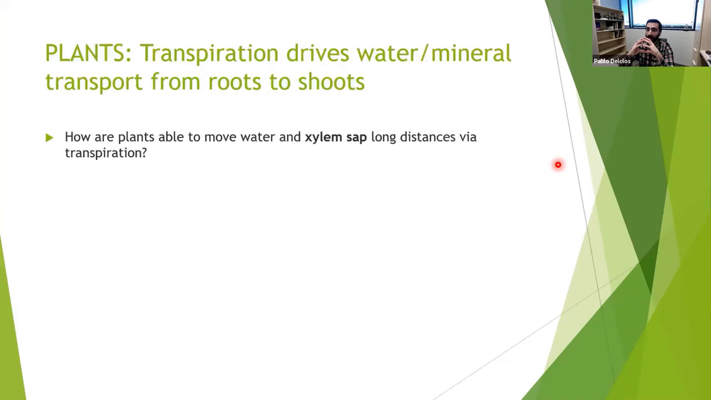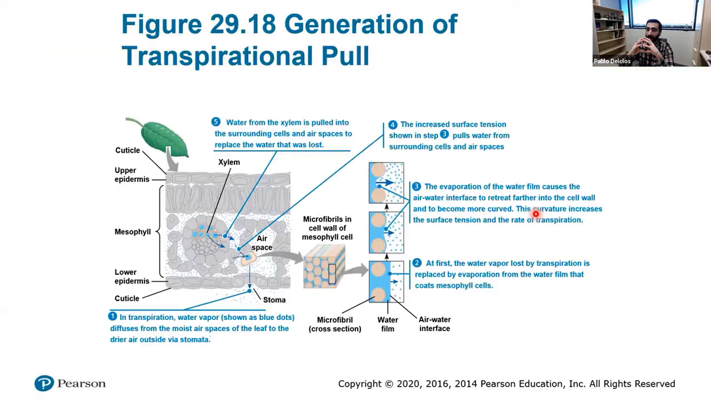With plants, it's all driven by transpiration, actually. The way plants move water and nutrients in the form of xylem sap long distances throughout the plant is through transpiration. And specifically, it relies a lot on the cohesion-tension hypothesis. According to the cohesion-tension hypothesis, transpiration provides the pull for the ascent of water as well as xylem sap throughout the plant.